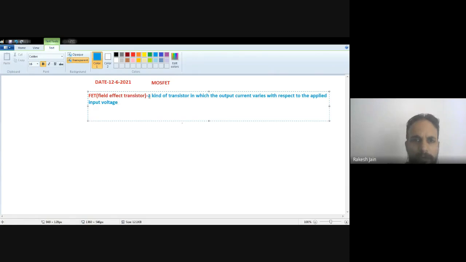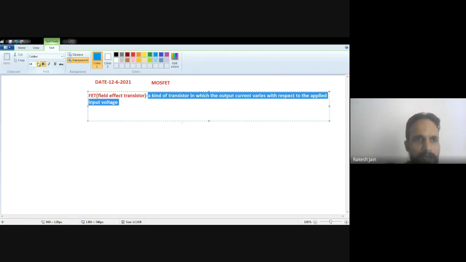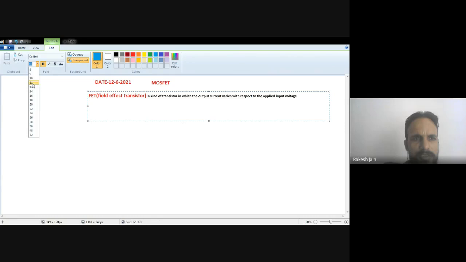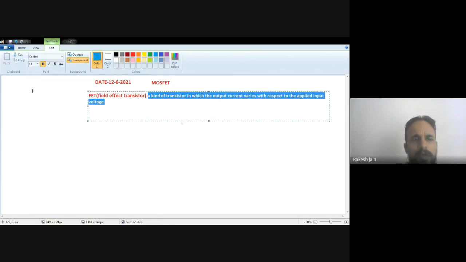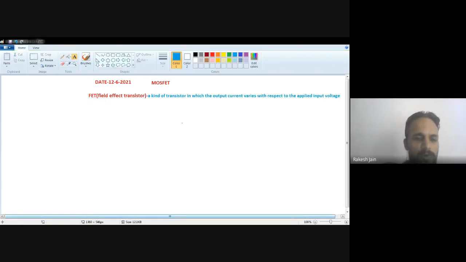Remember this thing, because it frequently comes in objective questions in examinations, like: a type of transistor in which the output current depends on the applied input voltage is known as. So you should know that it is the field effect transistor. Now this field effect transistor is actually of two types.